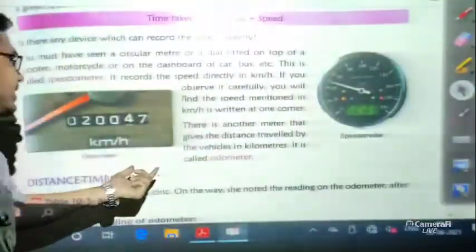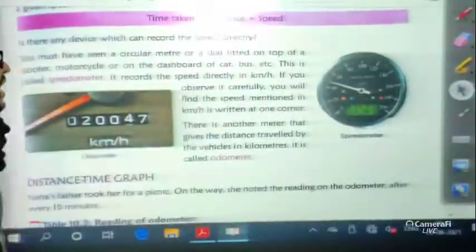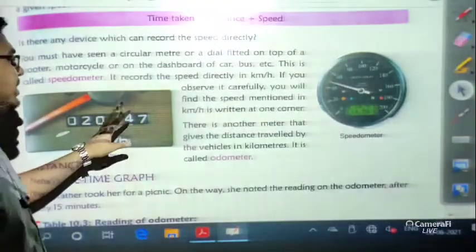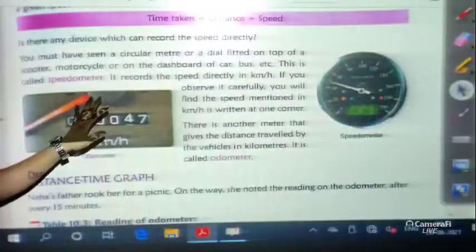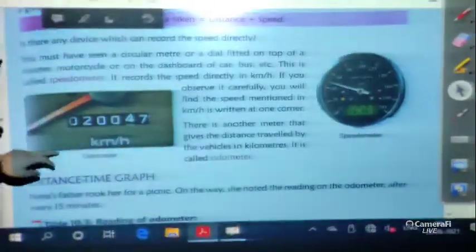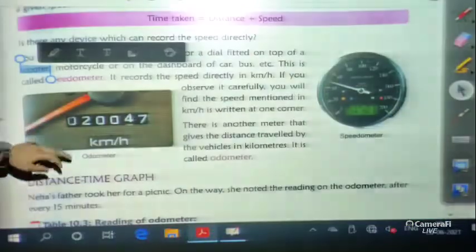This question may come in your examination: write down two differences between speedometer and odometer. I hope you can write it. So don't confuse between these two. Speedometer means it can measure the speed, odometer means it can measure the distance only. Okay, so just have a look.